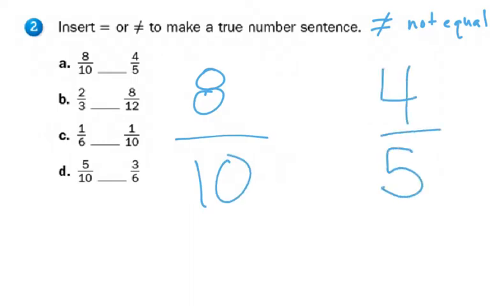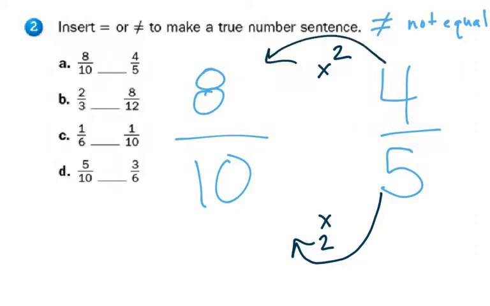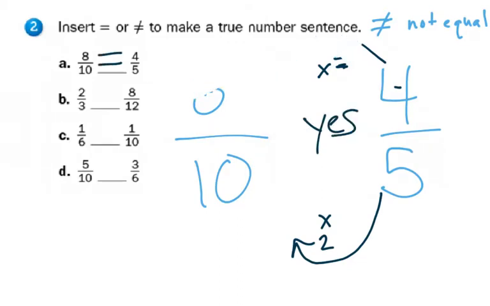So what I'm going to do is use the same thinking that I did on the first problem, except I'm going to start this direction. 5 times 2 is 10, so I have to take the top number times 2, because whatever I do to the bottom, I do to the top. Is 4 times 2 8? Yes. So they are equal. Would you go ahead and put in an equal sign?